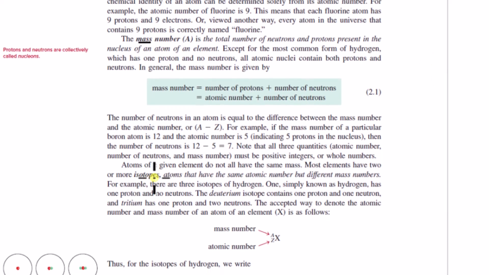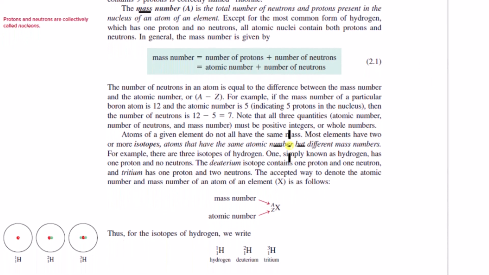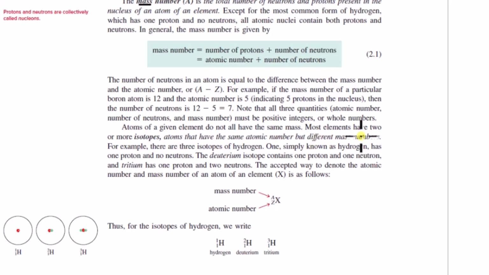Okay, atoms of a given element do not all have the same mass. Most elements have 2 or more isotopes, atoms that have the same atomic number but different mass numbers. For example, there are 3 isotopes of hydrogen. One, simply known as hydrogen, has 1 proton and no neutrons. The deuterium isotope contains 1 proton and 1 neutron. And the tritium has 1 proton and 2 neutrons.